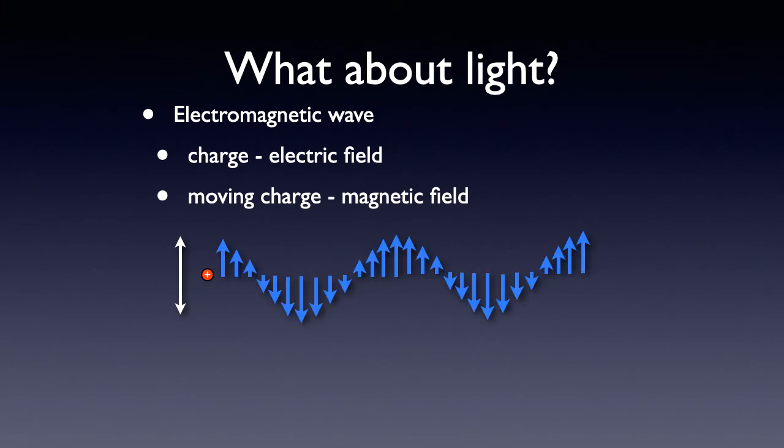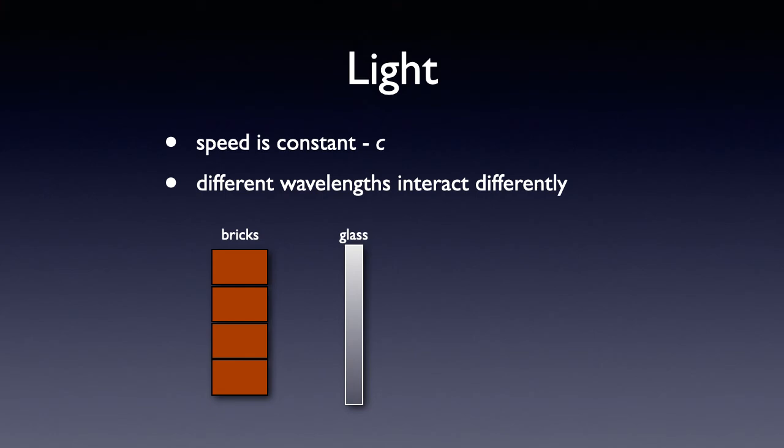So if I move this charge up and down, I create a changing electric field, and that changing electric field moves with the speed of light, c. And it doesn't matter what wavelength of wave you're making here. There's the wavelength. So here is something really important. All electromagnetic waves travel at the speed of light.